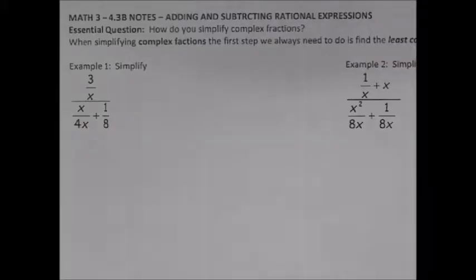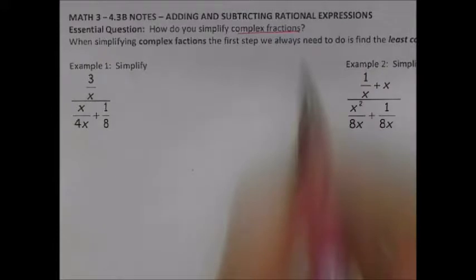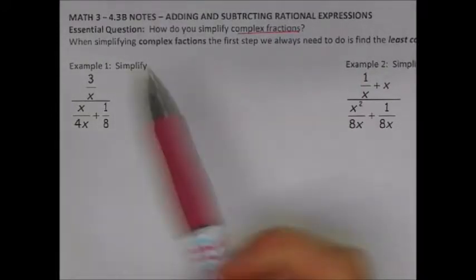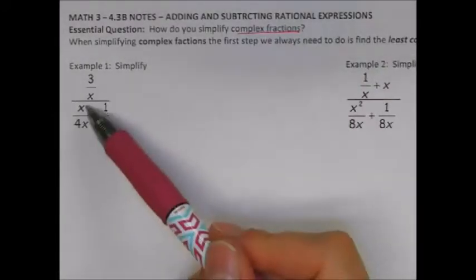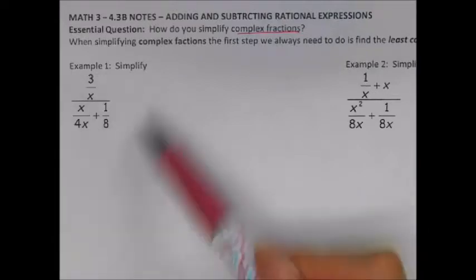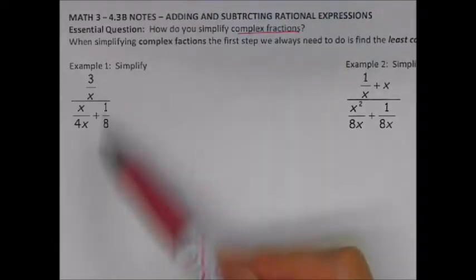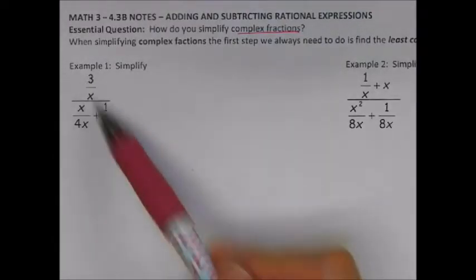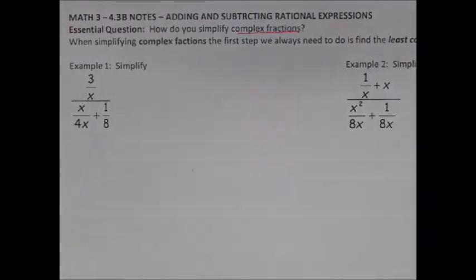Today we're going to be looking at 4.3b. Now part 2 of 4.3 looks at something called complex fractions. So if we look at example 1, this is a complex fraction. We have a big fraction, and then our numerator is a smaller fraction, the denominator is a smaller fraction.